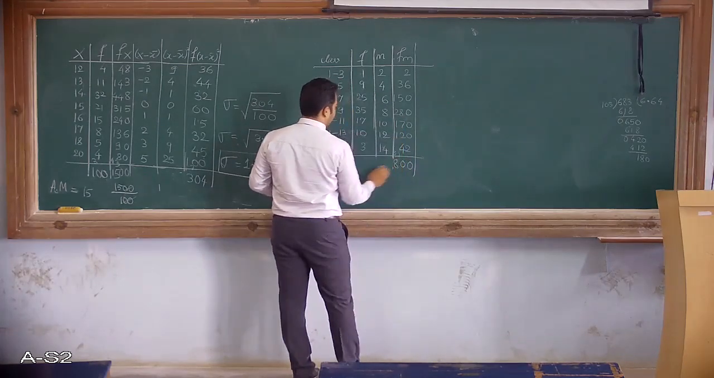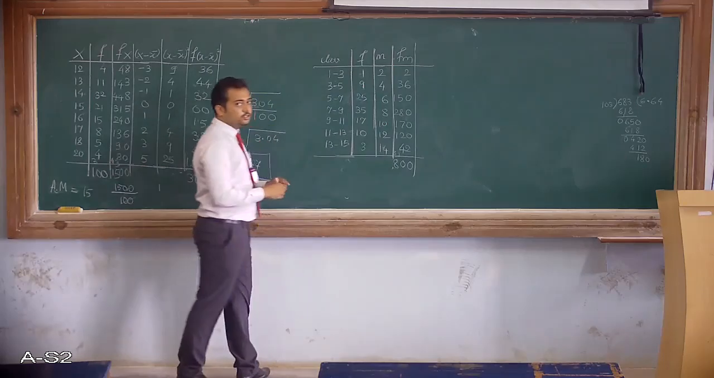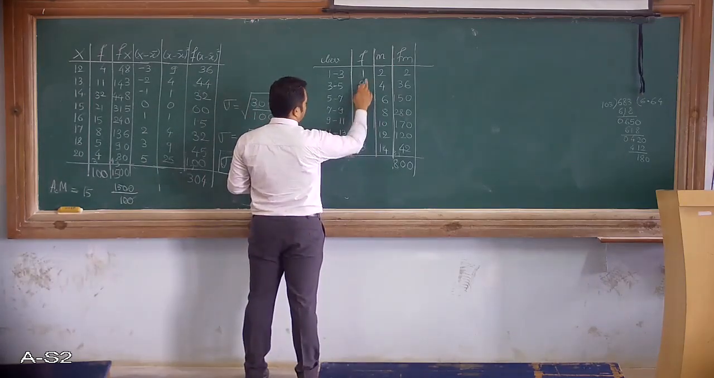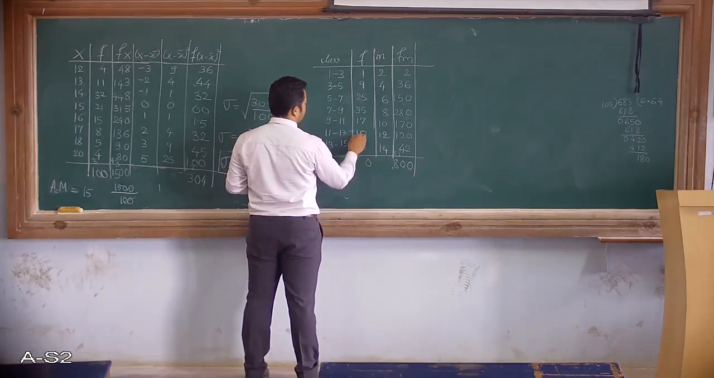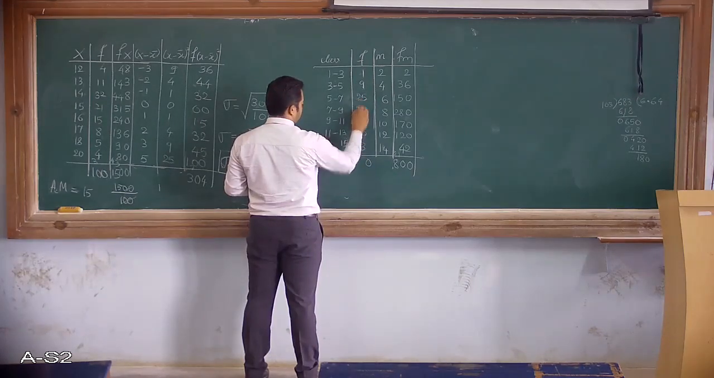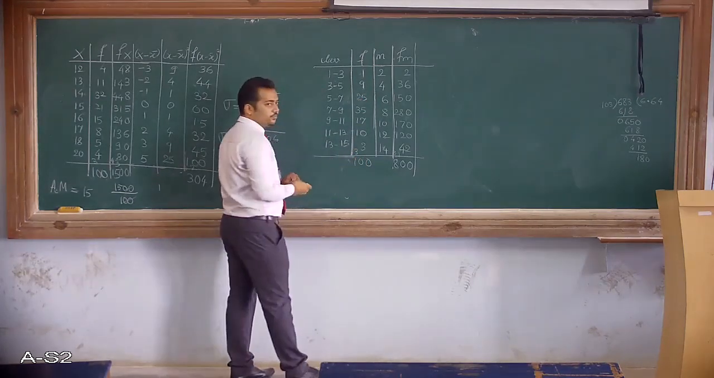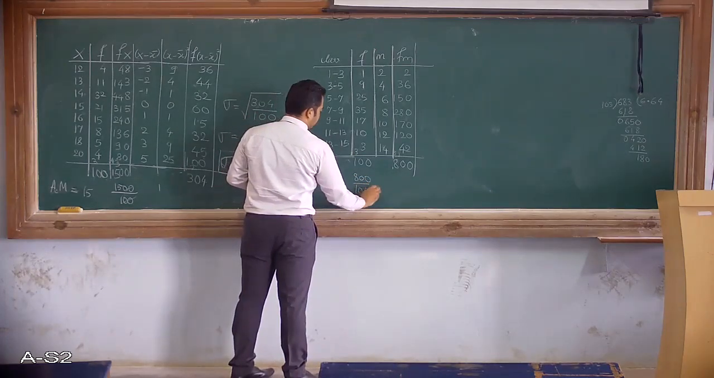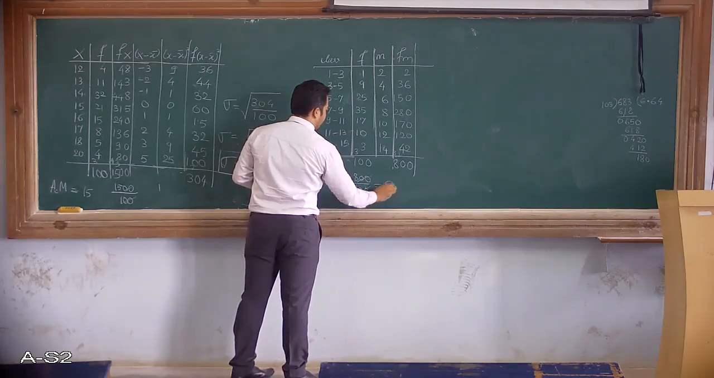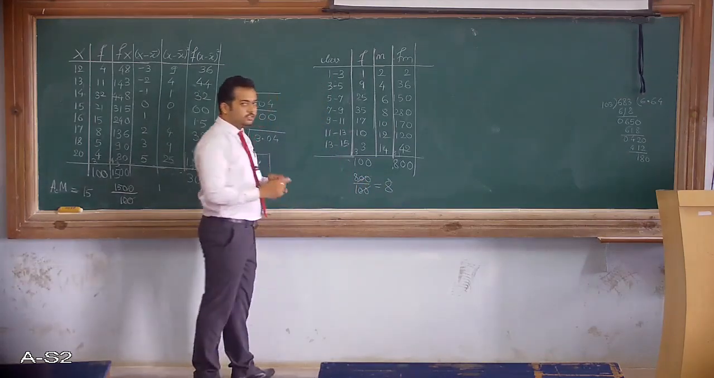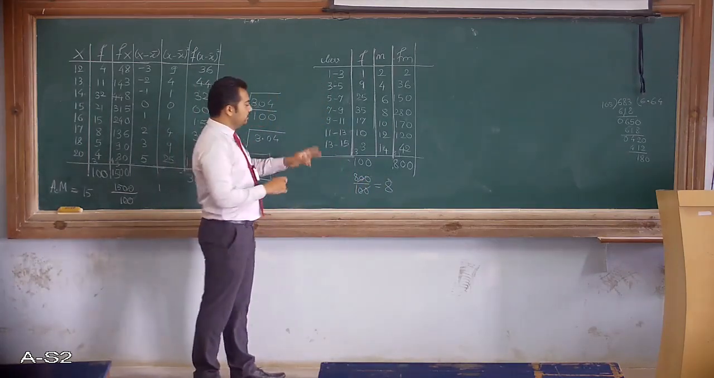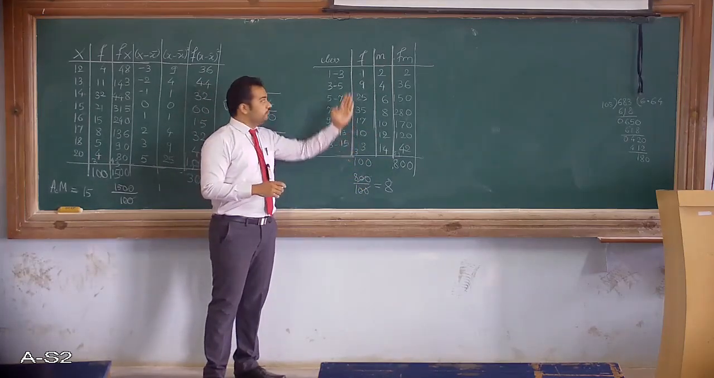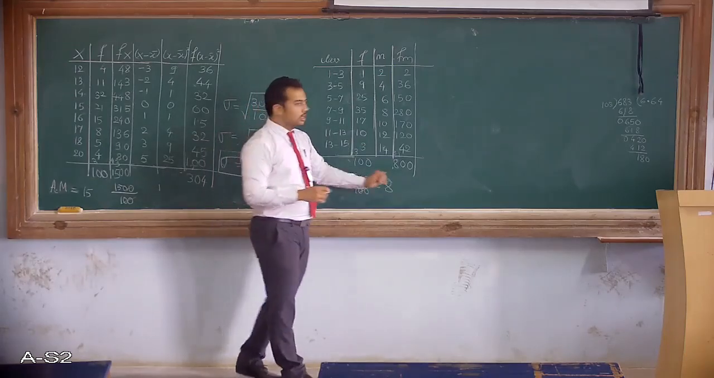So this gives me 800 as the summation of frequencies into the midpoints. And this gives me 100. So our arithmetic mean is very much clear. We have calculated the arithmetic mean, which is 8. Now considering this arithmetic mean 8, we have to calculate the deviations of all these midpoints from this mean.